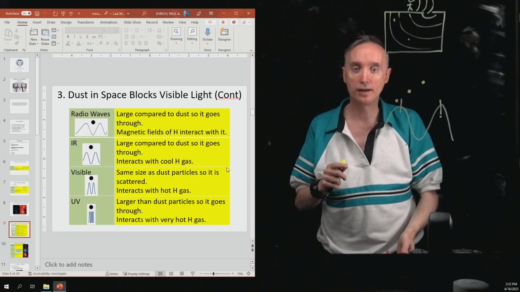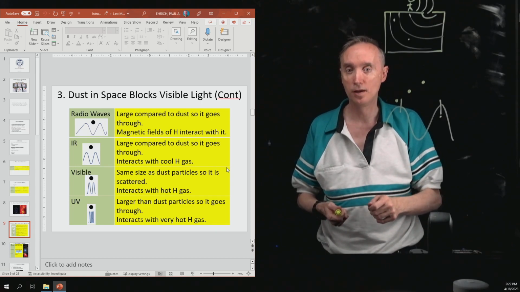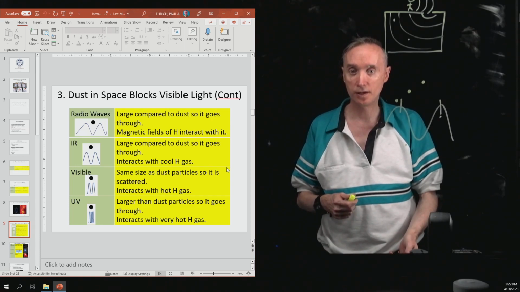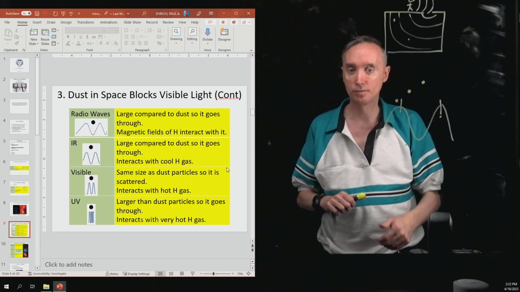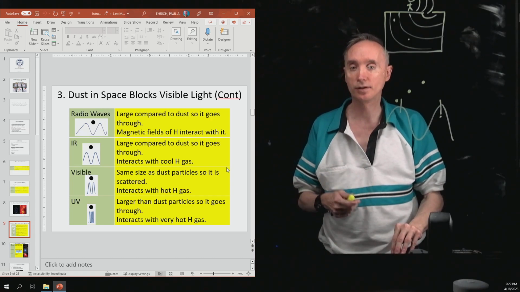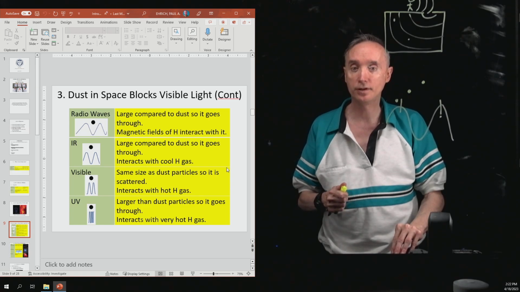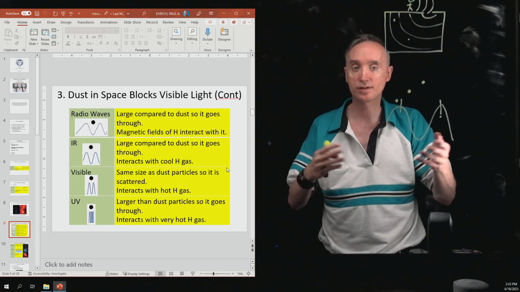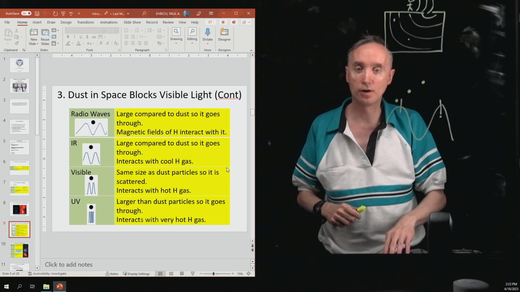Okay, infrared, notice, has a smaller wavelength than radio, but it's still large in comparison to the size of a dust grain. So again, infrared can penetrate dust. Now look at visible though. The wavelength of visible light is approximately the same size as the dust grain. So what will happen is that light, when it encounters the dust grain, is going to be scattered due to diffraction.